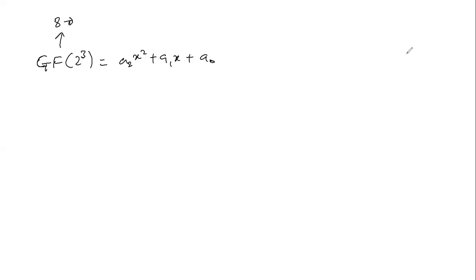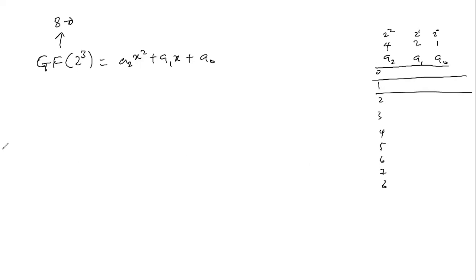Just like we did earlier, we have a sub 2, a sub 1, a naught. So this is 1, 2, 4, that's 2 to the power of 0, 2 to the power of 1, 2 to the power of 2. Then we also have 0, 1, 2, 3, 4, 5, 6, 7. There's no 8, it is up to 7, because we have 8 elements.